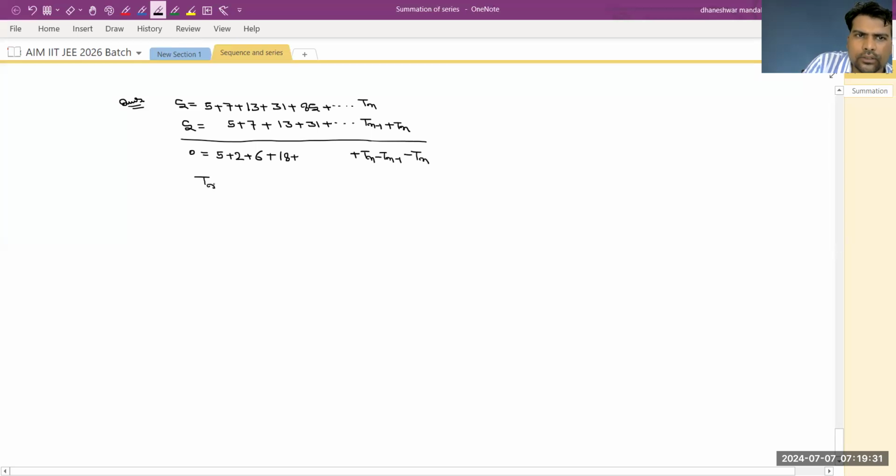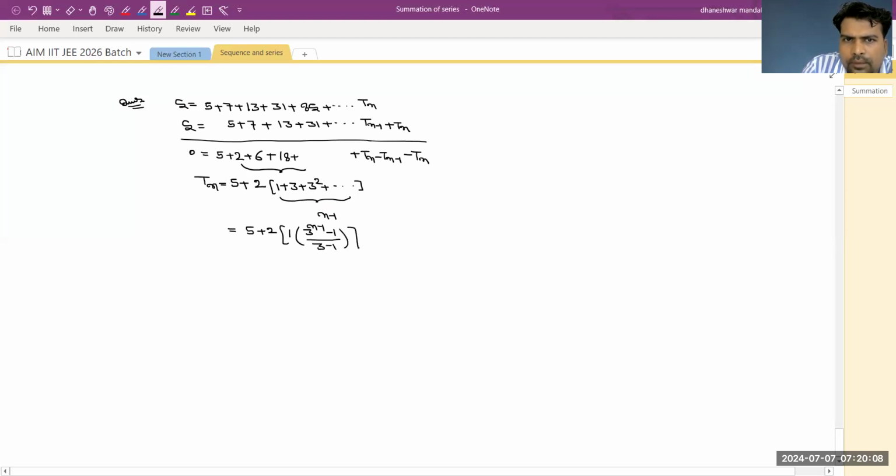So can I write this Tn in this term? See, if I take 2 common from the remaining terms, then you will find that here we have 1, then again 3 is there, and 9 is nothing but 3 squared. So up to the n minus 1 term, you will see these terms are in GP. So can I find the sum of the GP for n minus 1 terms? Here we have the first term, and 3 raised to the power n minus 1, minus 1, over 3 minus 1. So cancel this term with this term.